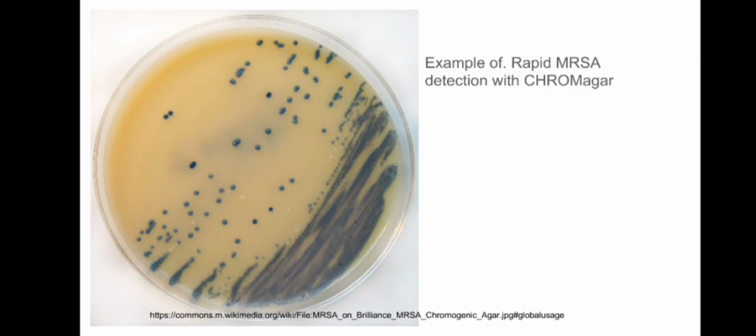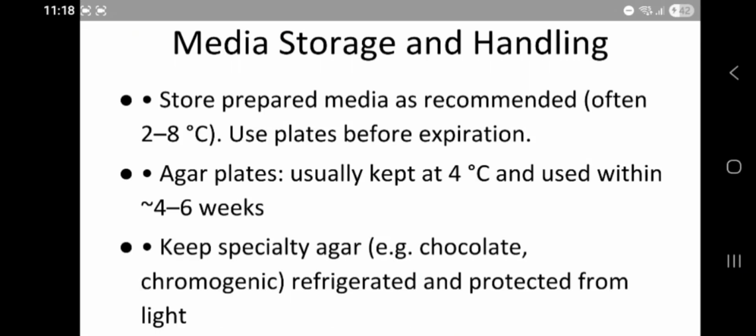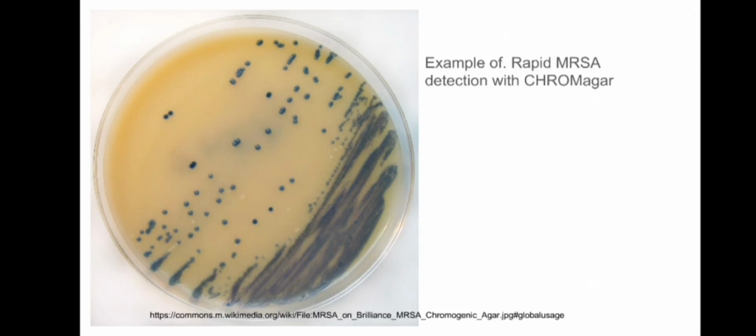So here you can see, just a minute, where's the pen? Okay, got it. Okay, here you can see the colonies turning. So it doesn't have a characteristic color, so it depends upon the manufacturer whatever color you will get, which will be mentioned. And so this is specifically for rapid MRSA detection.